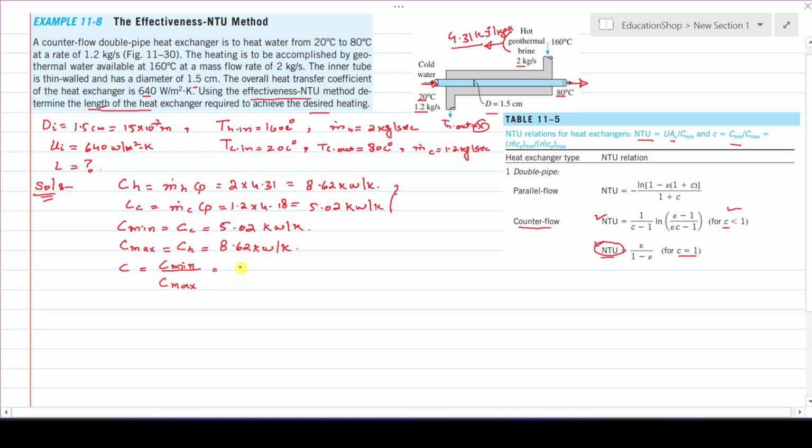What is C minimum? That is 5.02, where C maximum is 8.62. Just simply solve and you will get the capacity ratio, that is 0.582.